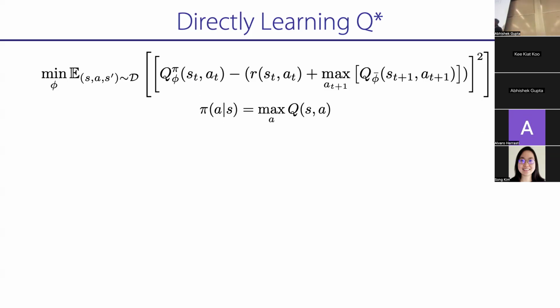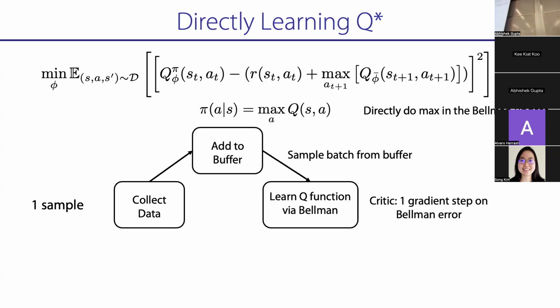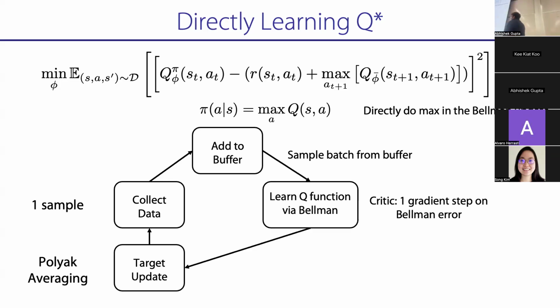So you can think of this as a simpler way of doing things. As long as you can do the max of Q, you can represent the policy implicitly, and I just have to learn a Q function, right? So the process becomes like this. You collect some data, you add to the buffer, you learn a Q function, and then you update the target still. But when you're acting, you just act by taking the max of Q. So no actor, just Q. Cool. So why is this not what everyone does?